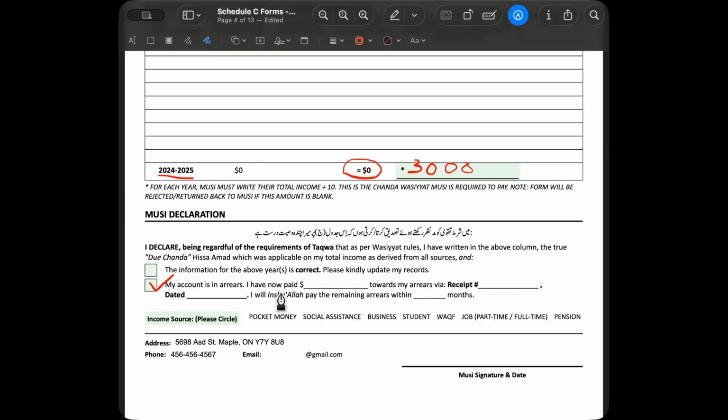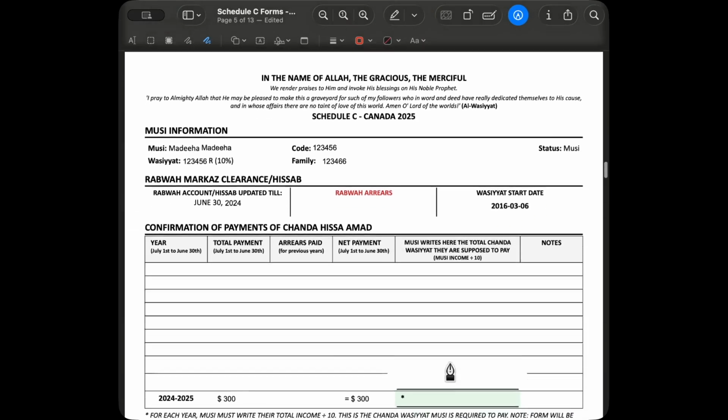And same thing, they will either pay it right away and write down the details, like how much they have paid, and the receipt number and the date. And if, for example, they have partially paid their arrears, like 1,500 out of 3,000, they will write down 1,500 here. Remaining arrears, they will say, I will inshallah pay the remaining arrears within how many months? 1 month. And let's assume that this person had a business. So he will just tick mark business, sign and date. So this is a simple form as well. Let's go to the next one.